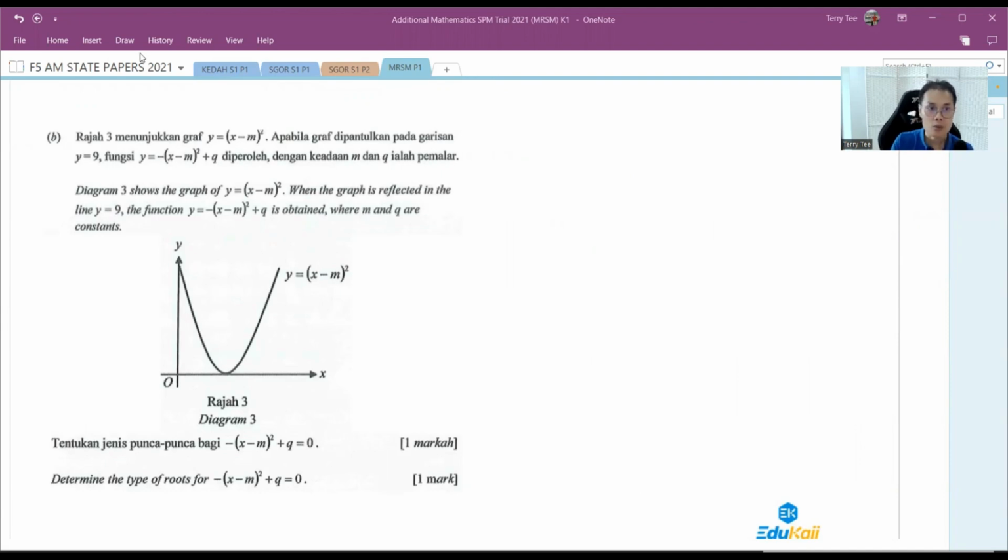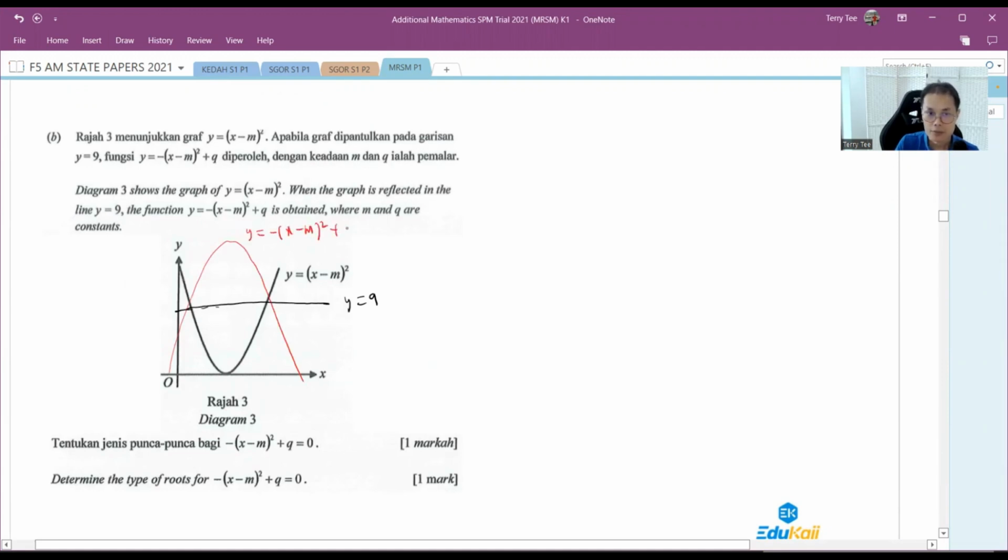Okay, so here's the thing. Where is y equals 9? Now, we don't know. It could be around here, right? So let me draw a horizontal line, y equals 9. So when you reflect in the line y equals 9, what happened is this graph here is now inverted, upside down. And this graph will have an equation of negative (x minus m) squared plus q.